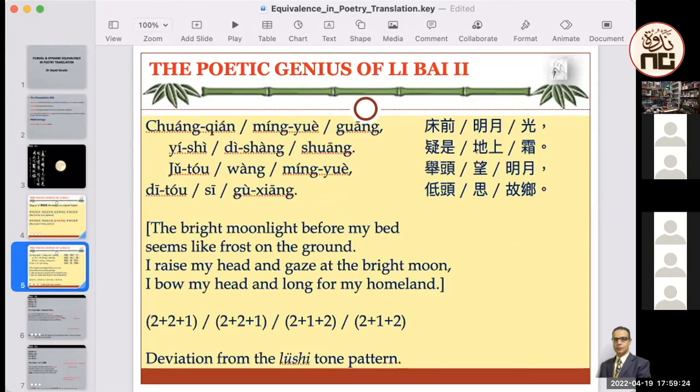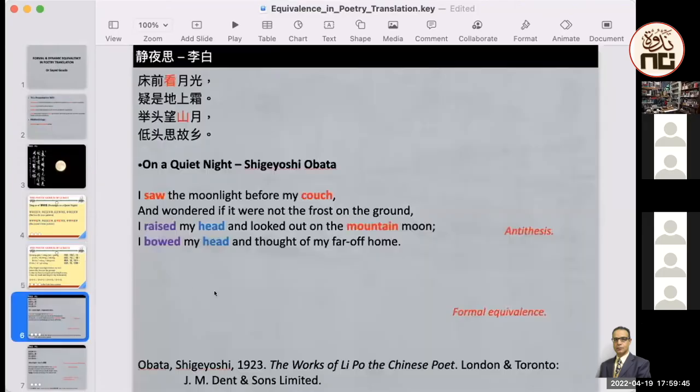Okay, so this is the poem here. This is how I divided it. This is my own scansion. I would analyze the rhythm this way. I don't have to read it this way, but analyzing the rhythm, I think I would do it this way: 2 2 1 2 2 1, then 2 1 2 2 1 2. And then Obata, this is how he translated it.